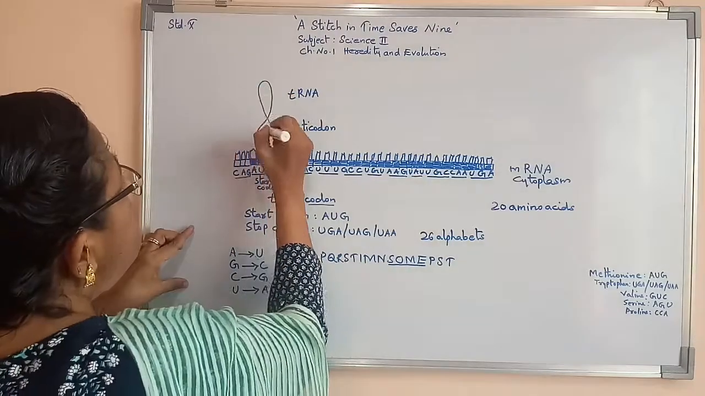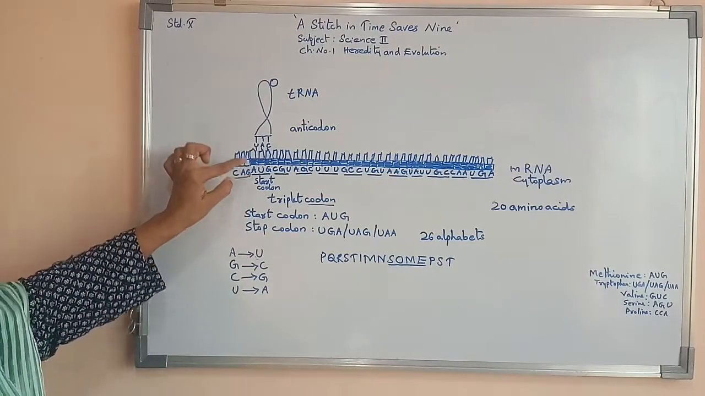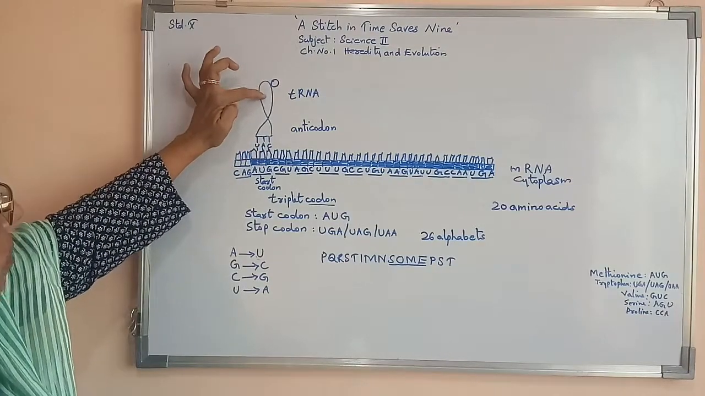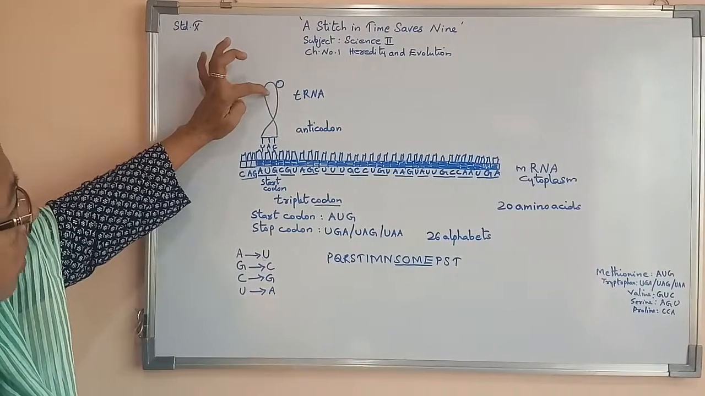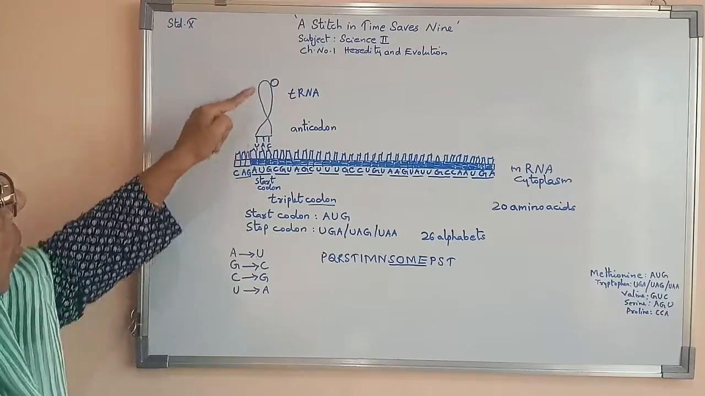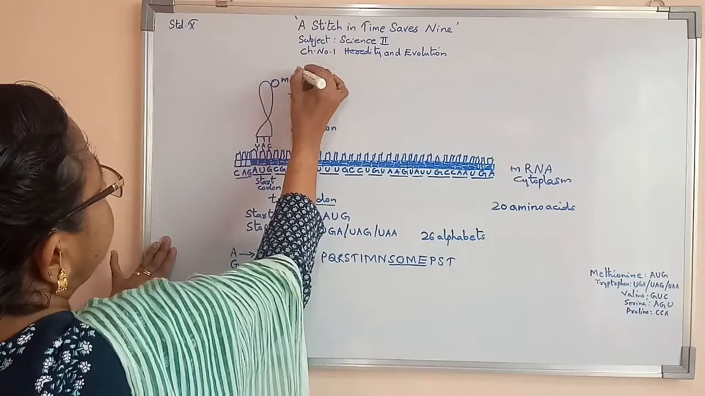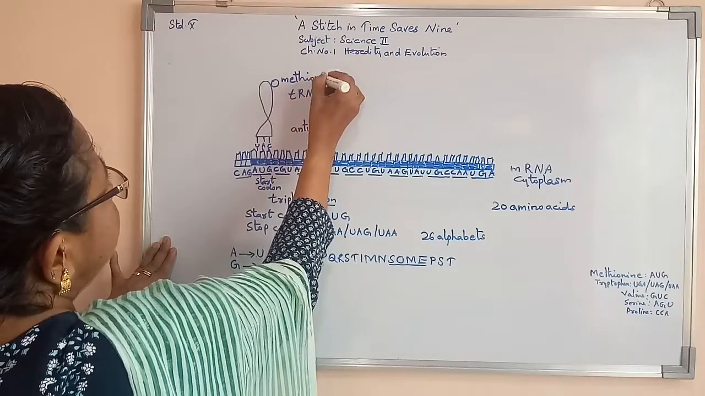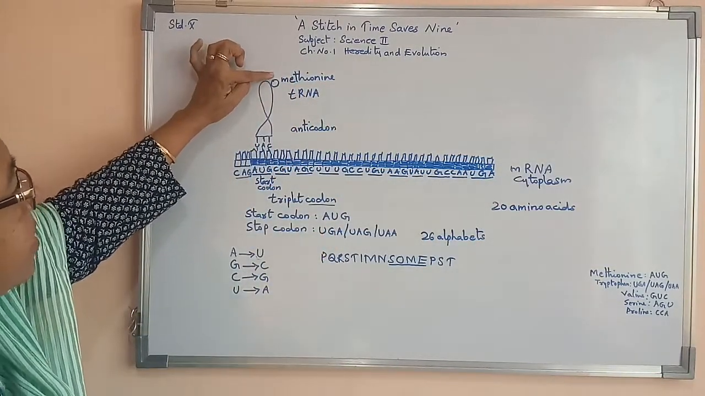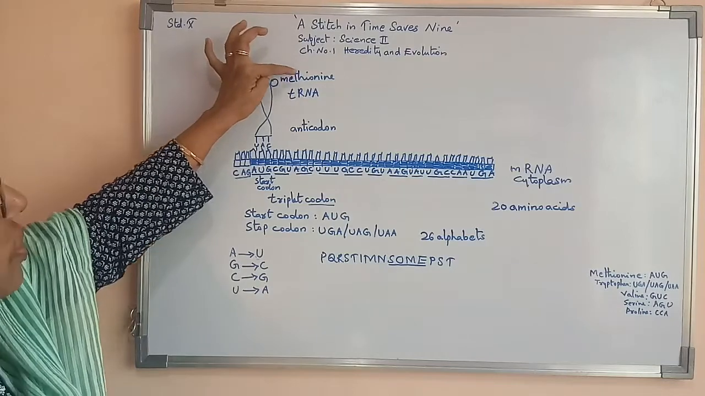Along with that, it brings one amino acid. So AUG is there. For this the anticodon UAC is there. Again, it brings this UAC, and the transfer RNA brings the amino acid. So for this start codon, one amino acid is there, that is known as methionine. This is the starting stage, the amino acid that attaches first is known as methionine.